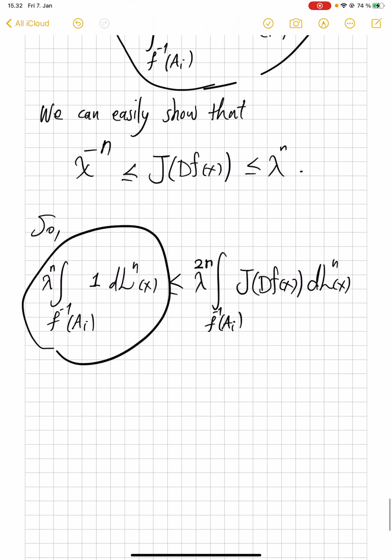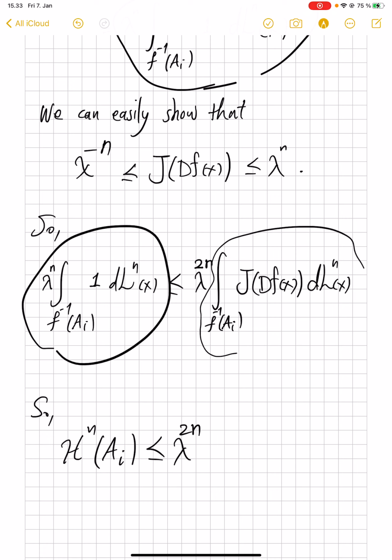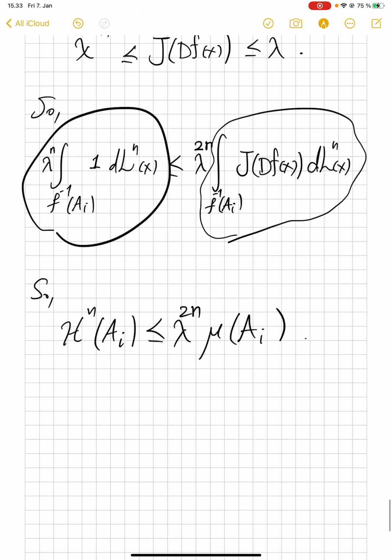So putting these together, I have proven that H^n of A_i is less than or equal to lambda to the power 2n, but do you recognize this quantity? This is by very definition just mu of A_i. So we did this for one A_i, so do summation over i to get that H^n of the Borel set A is less than or equal to lambda^(2n) mu of A.